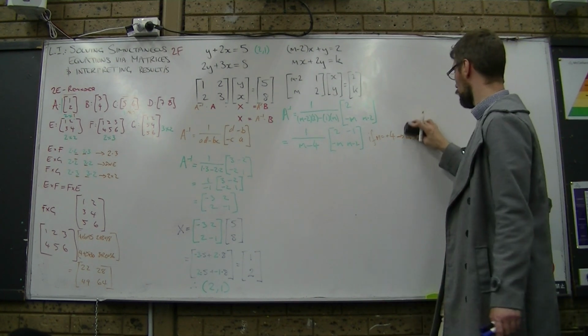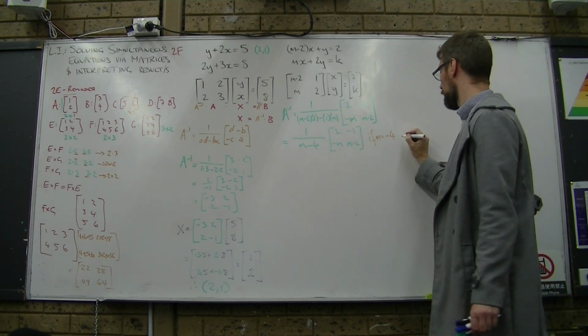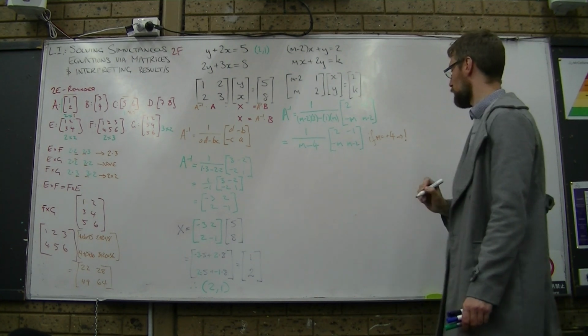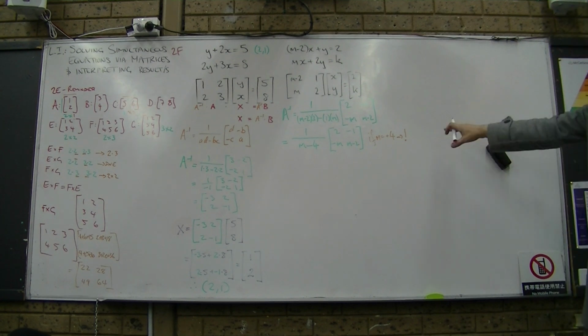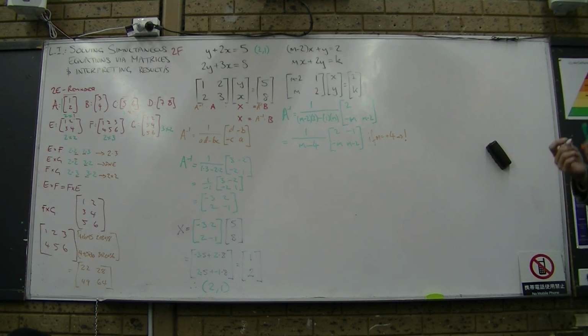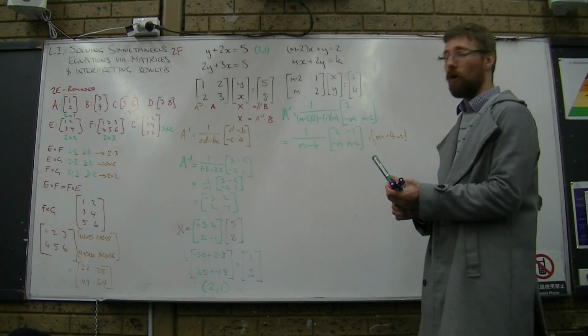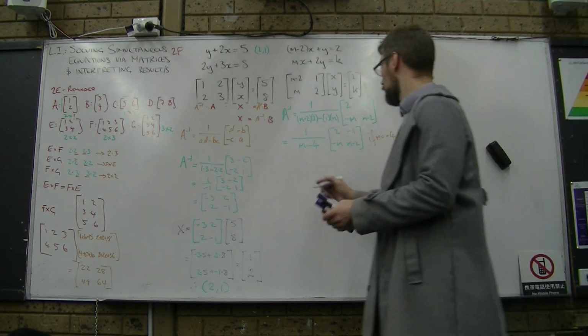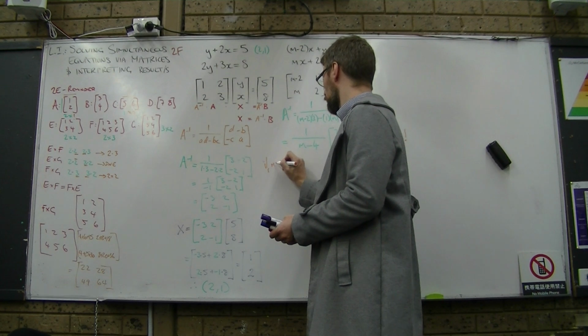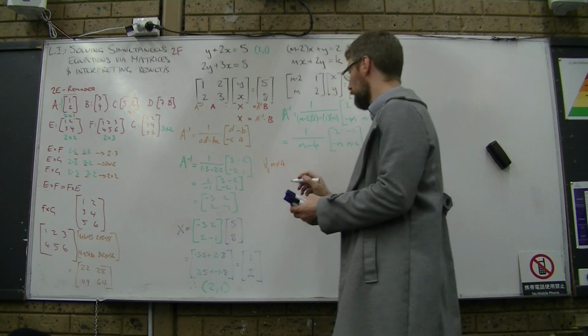Sorry, not no solution. I'm just going to put an exclamation mark for now. Something goes wrong, right? Okay, fine. Well, we'll continue as though m does not equal 4. If m is not equal to 4, then we can keep going.